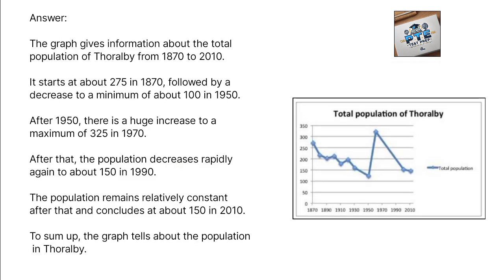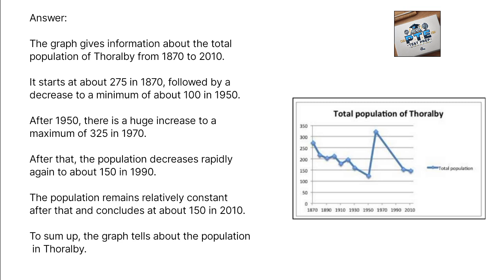The graph gives information about the total population of Thurlby from 1870 to 2010. It starts at about 275 in 1870, followed by a decrease to a minimum of about 100 in 1950. After 1950, there is a huge increase to a maximum of 325 in 1970.